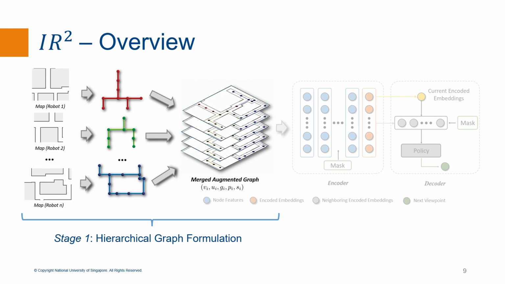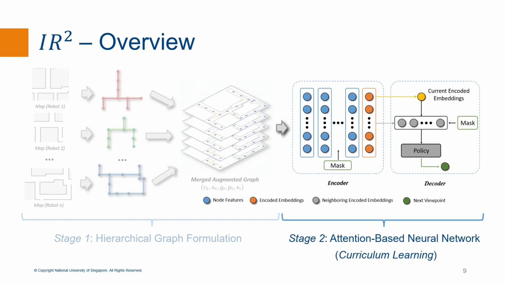We split our approach into 2 key stages. First, the hierarchical graph formulation, where we aggregate all robots' sparse graph whenever they are connected. Second, the attention-based neural network, which inputs the combined graphs and outputs a policy on where the robot should go to next.